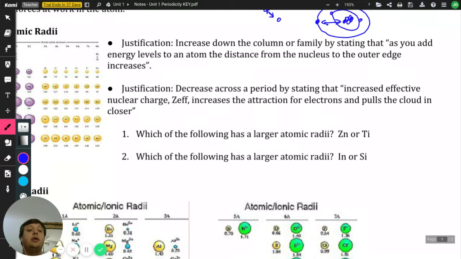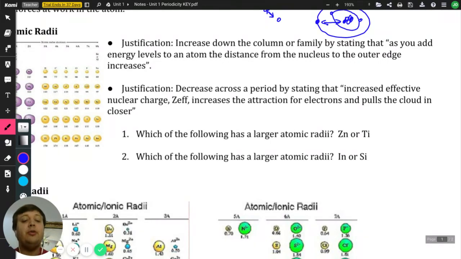So the justification for as you move across your periodic table is that it is increasing the effective nuclear charge, which means it's increasing that attraction from those protons to those electrons, and it's going to pull that electron cloud a little bit closer in. So your size gets smaller as you move from left to right across the periodic table because you increase your effective nuclear charge, which increases the attraction, which pulls those electrons closer together.